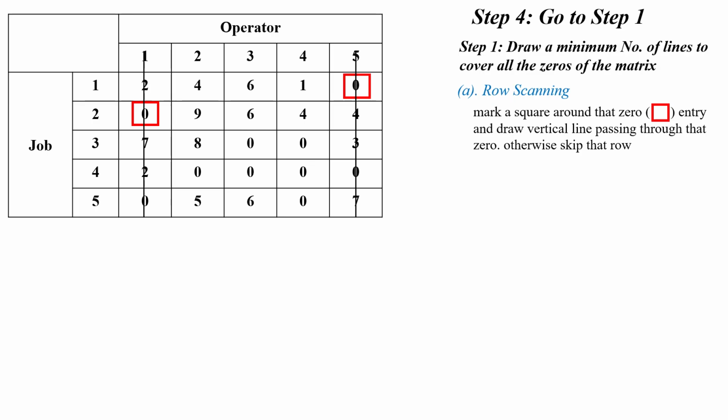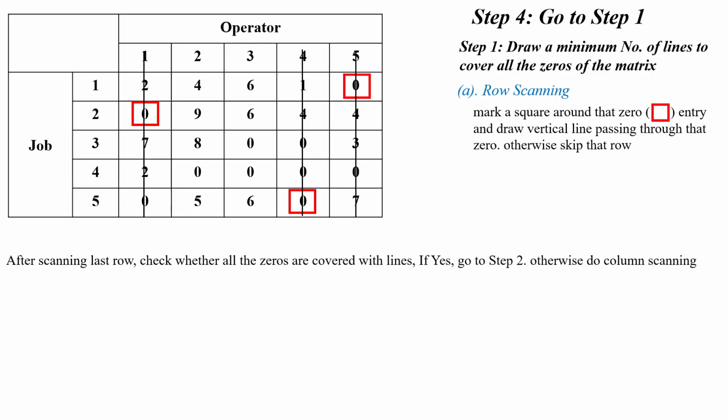In the third row there are two zeros, so we have to skip the third row. In the fourth row also there are three zeros, so I have to skip the fourth row also. In the fifth row there is only one 0, so I mark a square and draw a vertical line. Now after scanning the last row, check whether all the zeros are covered with lines. If yes, go to the next step. Otherwise, I have to go for column scanning.